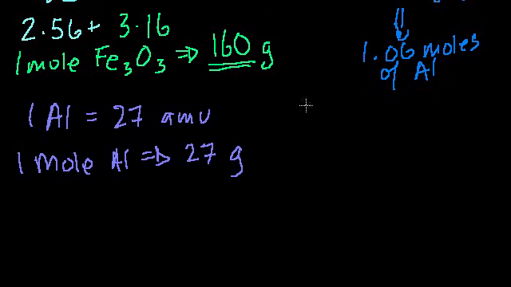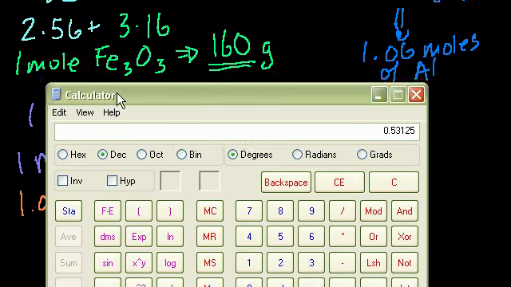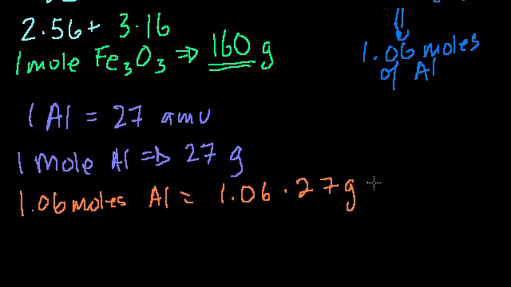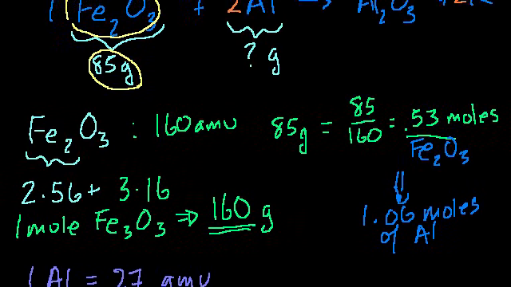So if we need 1.06 moles, how many grams is that going to be? So 1.06 moles of aluminium is equal to 1.06 times 27 grams. And what is that? 1.06 times 27 equals 28.62. So we need 28.62 grams of aluminium. I won't write the whole thing there. In order to essentially use up our 85 grams of the iron 3 oxide.